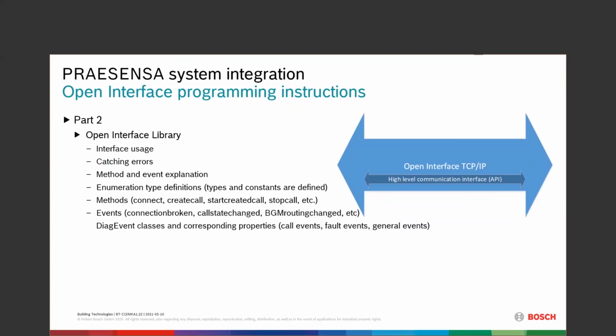Then there are diag event classes and corresponding properties. You have the call events, fault events, and general events. For those of you who know the logging server, you know that the call events, fault events, and general events are segregated in three different tables. Here you can see them also, and you could obtain them through these classes.